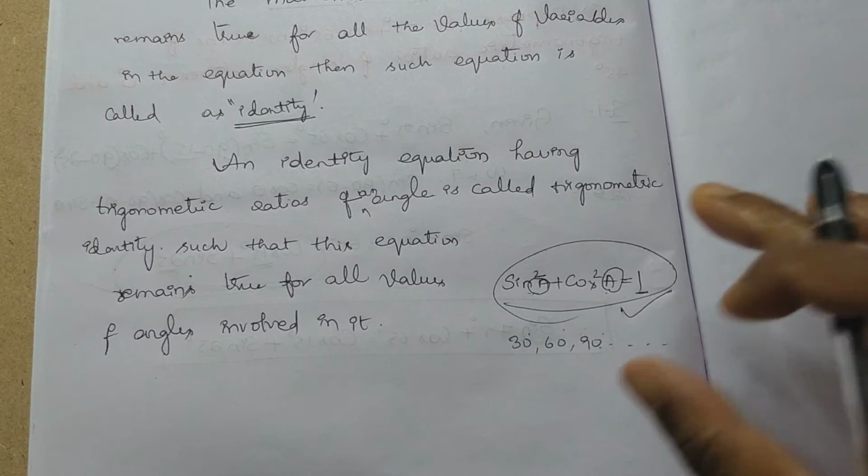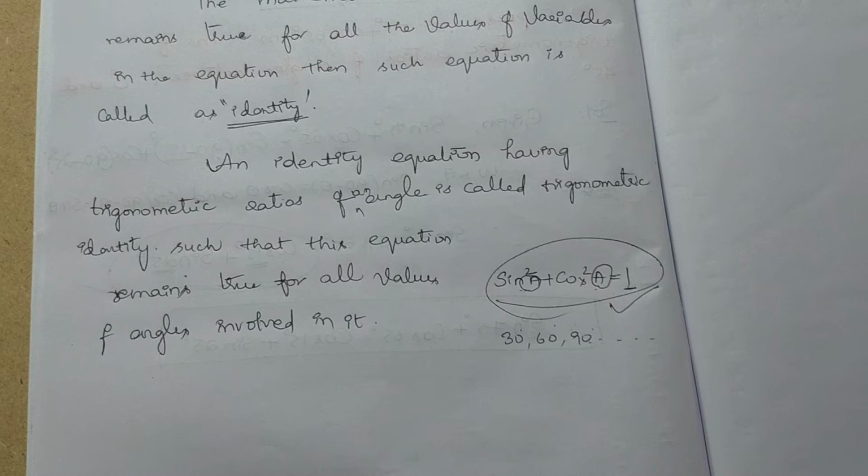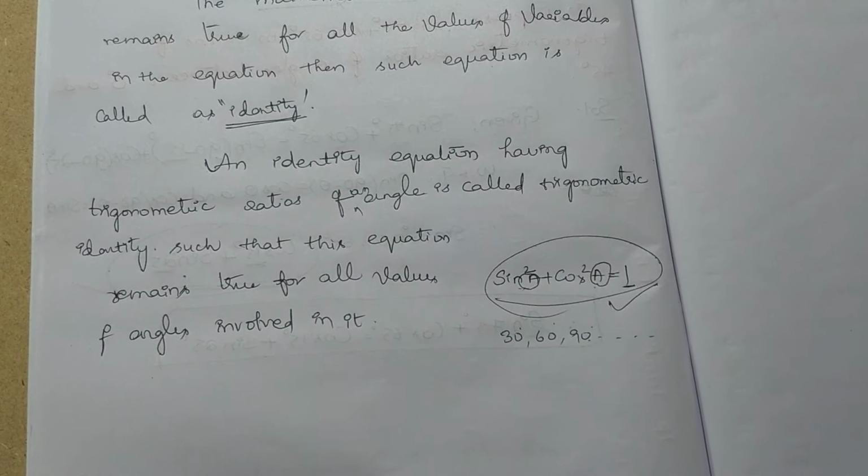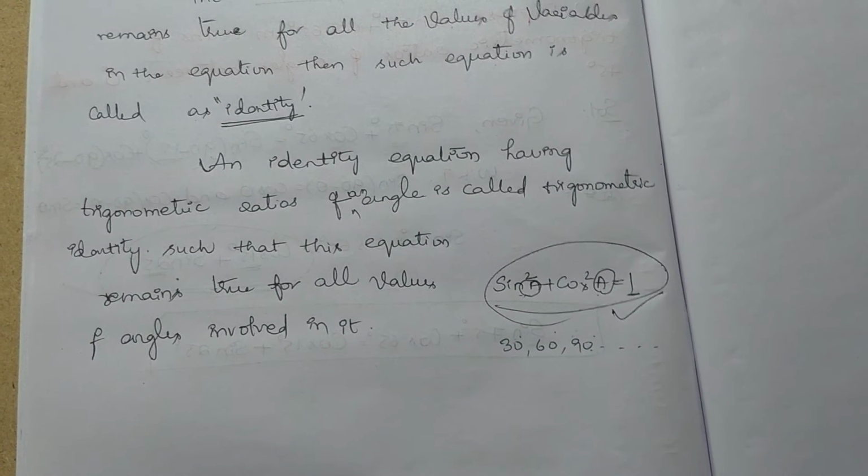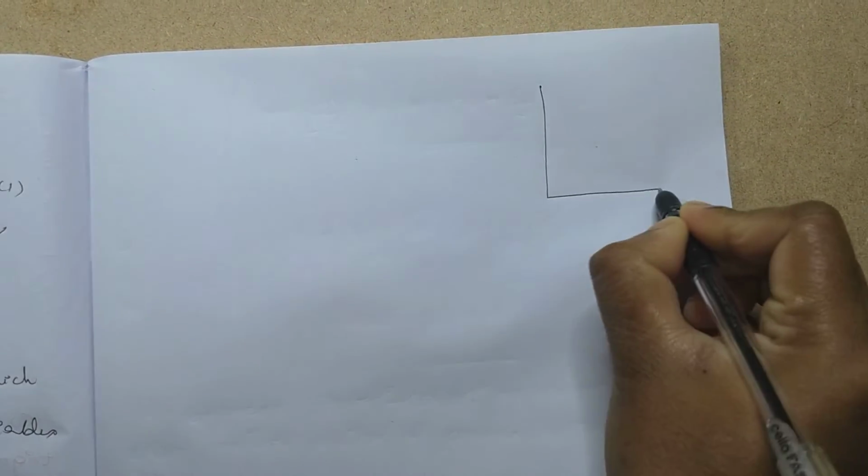Okay. So this is the concept actually. Let's now derive the trigonometric identities from the triangle ABC. Okay. So here let me draw a right angle triangle ABC.